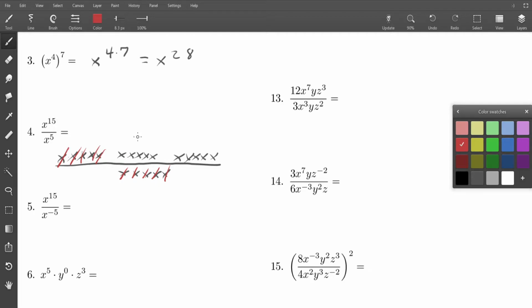Or if you just remember the quotient rule, it says that you take the top exponent and you subtract the bottom exponent. So that's something you definitely want to make sure you're not making a mistake on, is dividing the exponents. You do not want to do that. You want to make sure that you are subtracting the exponents. So this is going to be equal to x to the 15 minus 5, which is just equal to x to the 10th.